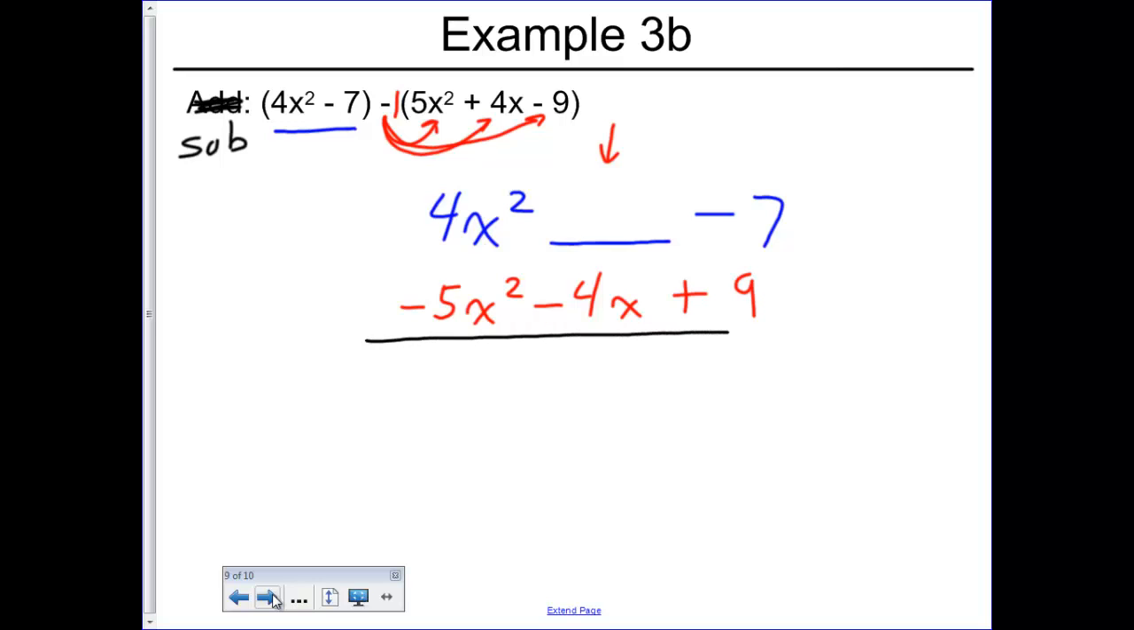And all you got to do is draw a line, and just so we don't get confused here, I'm just going to put parentheses around it and put a plus sign on the outside. So all I'm going to do now is add those terms together. So 4x squared plus a negative 5x squared gives you a negative 1x squared. This is really a 0x, if I want to put it in there. 0x plus a negative 4x gives you a negative 4x. And a negative 7 plus positive 9 leaves you with a positive 2.